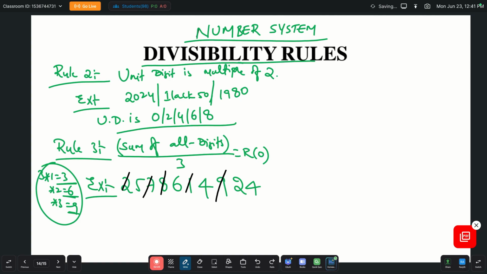Next, 9 is cancelled. 2 plus 4 is cancelled. 5 plus 4 is also cancelled. 6 is also cancelled. So all the numbers are cancelled, and the total number is divisible by 3.